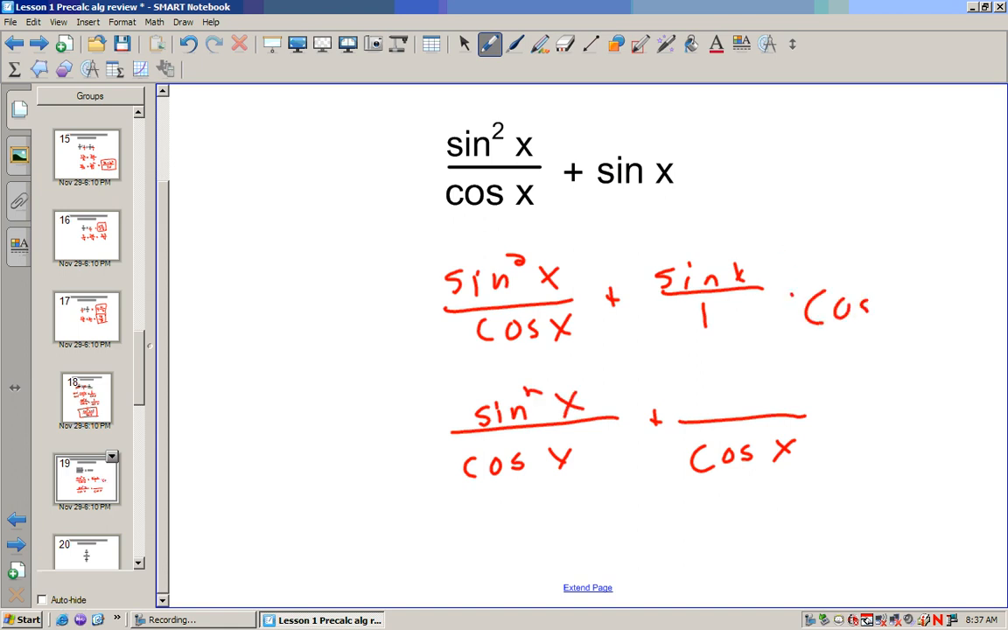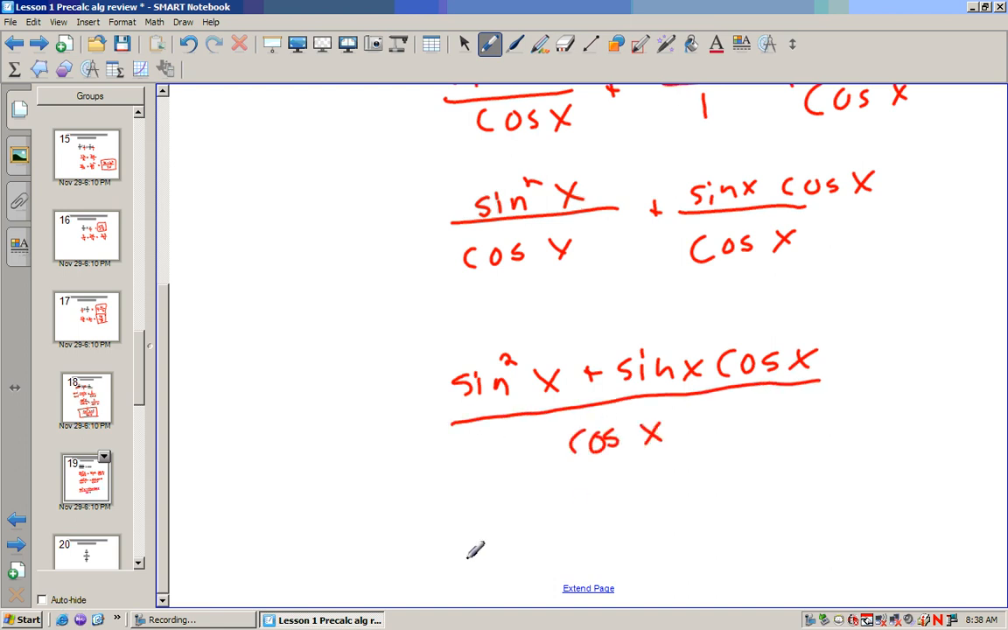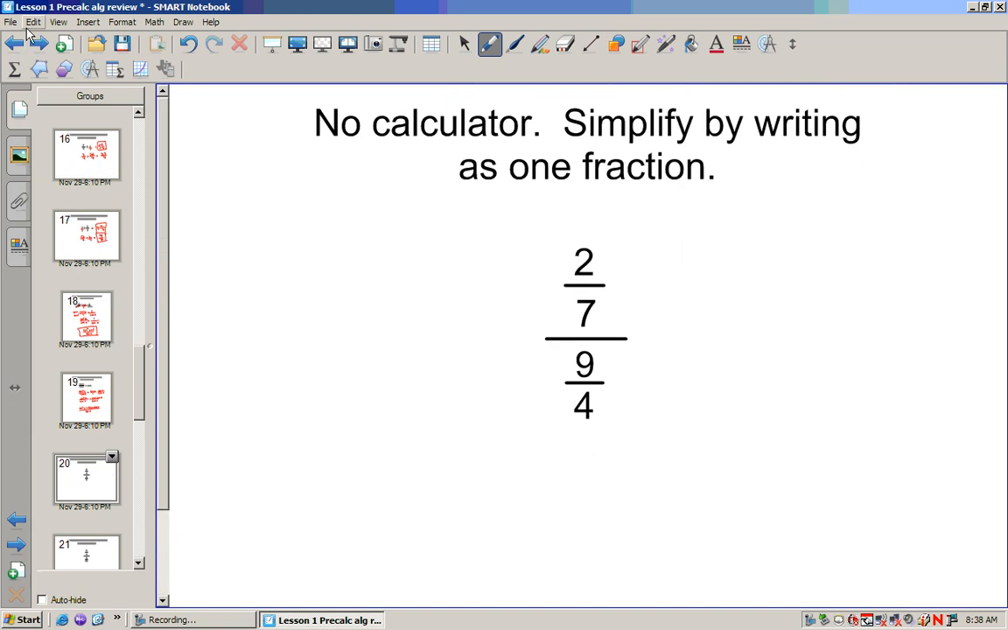Here we have to multiply by cosine x on the bottom, our numerator and denominator. So this is going to be sine x cosine x. So I have sine squared x plus sine x cosine x all over cosine of x. Alright, hopefully everyone understood that well.